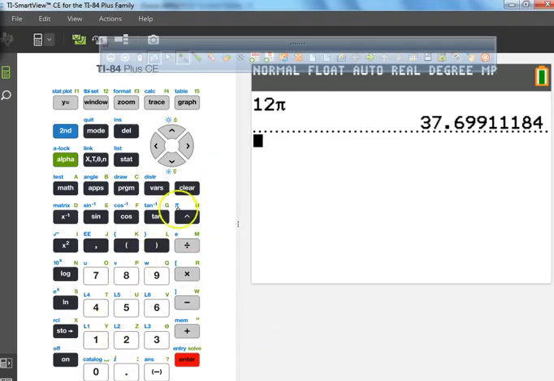So in your calculator, go ahead and work on it with me. Here we go. We have 12 pi. What are we going to take away? We're going to take away 9 radical 3.